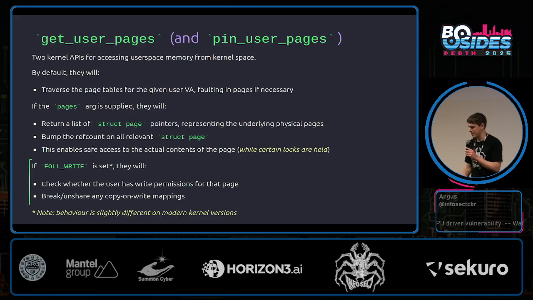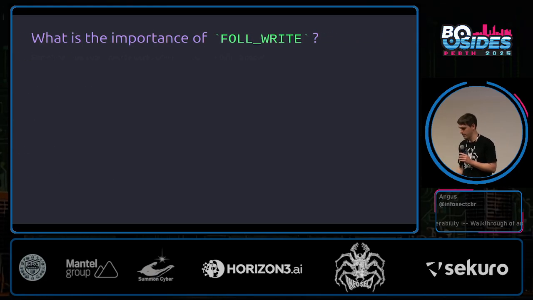So the final part of my description of getUserPages and pin_user_pages is to do with that FOLL_WRITE flag that I've just talked about. Now, the importance of this flag is it's used to determine whether a user can actually write to the underlying pages that they've just asked the kernel to import. It will check whether they have write permissions, and if there's a copy on write mapping, it's going to break that. So let's have a look at an example here.